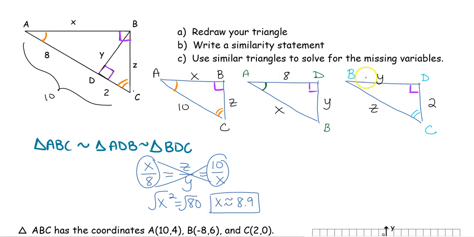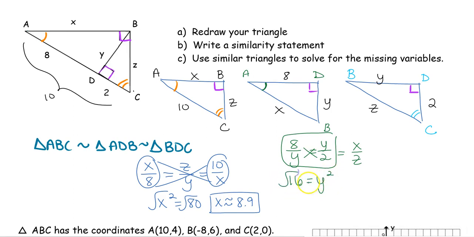So I look at the next one. 8 corresponds to y, so 8 over y, y and 2, y over 2, x to z. Again, you're going to choose the 2 that are going to leave you with only one variable so that you can solve. So 8 times 2 gives us 16 equals y squared. We square root. Y is equal to 4.